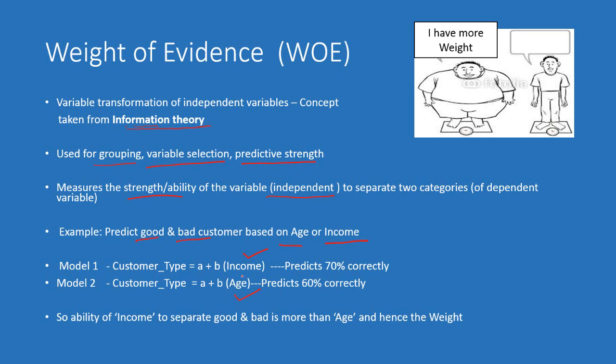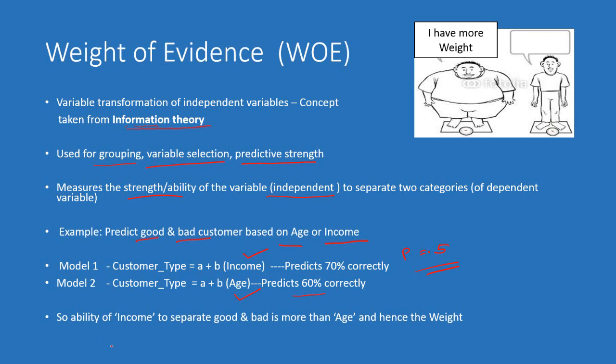Now when the independent variable is income, the model is able to predict 70% of the customers correctly. So good is assigned as good and bad is assigned as bad at a cutoff value. Say the cutoff value for the probability is 0.5, and at this cutoff value the predictive power of the model is 70%, or it is able to predict 70% of the customers correctly. When you use age as the only independent variable in the model, keeping the dependent variable the same, at the same cutoff, let's say that it's able to predict 60% of the customers correctly.